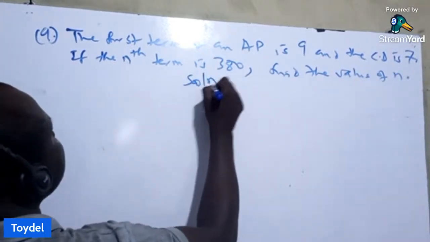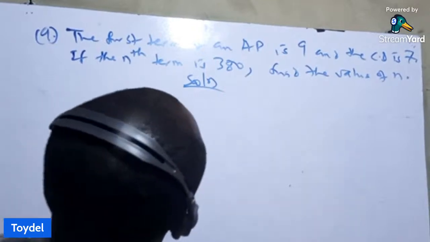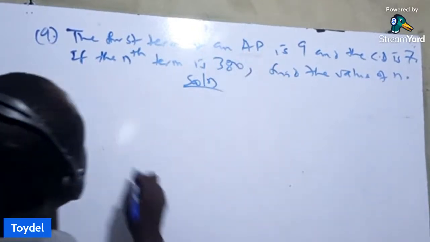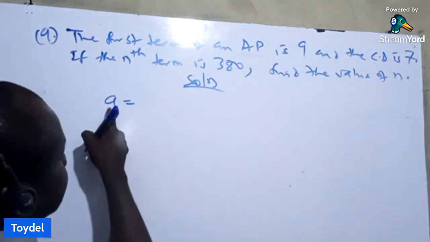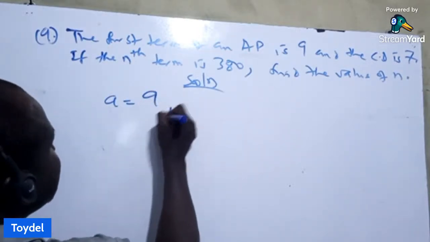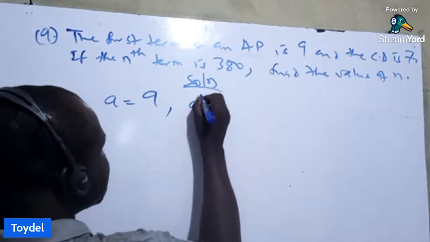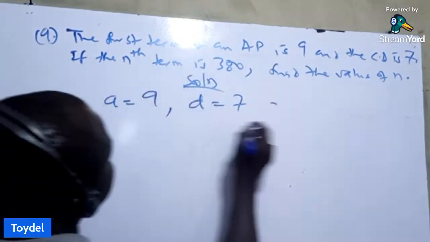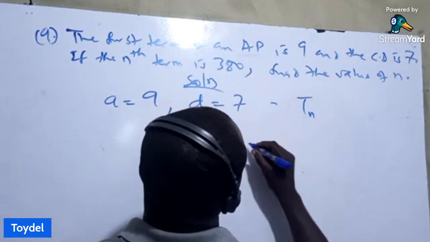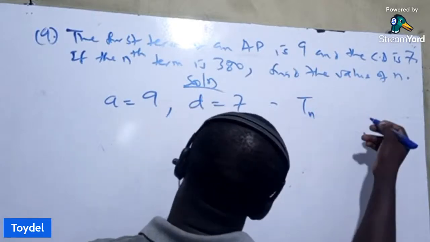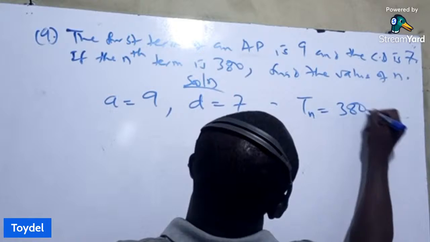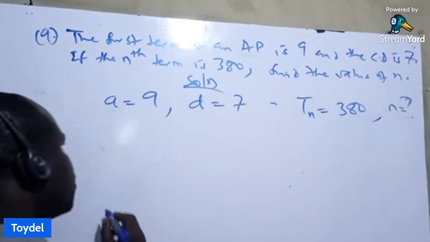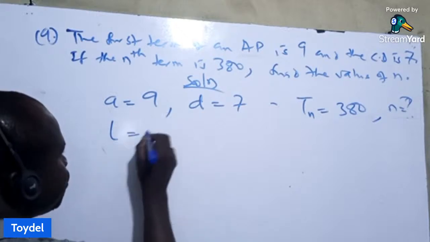Okay, so in this case now, we have a question on linear sequence; arithmetic progression is linear sequence. The first term is denoted as a, is given as 9, and the common difference is denoted as d, is given as 7. We are given the nth term, Tn, as 380. The question says we should find n. We don't know n.